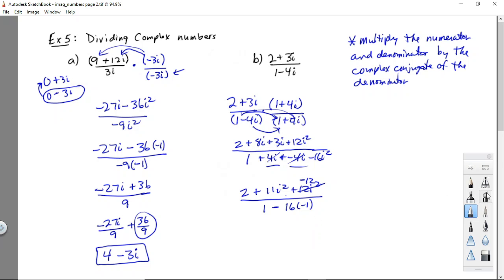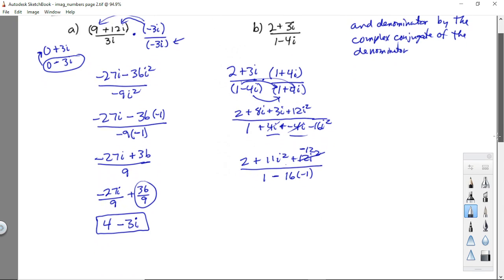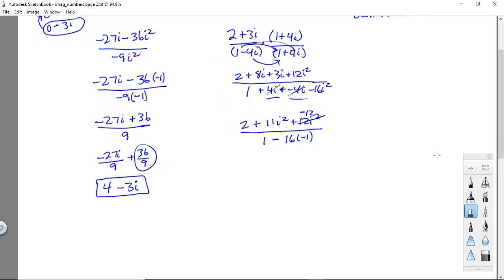Okay, and then we're getting there. This numerator, we could actually combine that 2 and the negative 12. That's negative 10. And then we have this 11i is still there. Or let's see. Oh, I made a mistake here. I wrote 11i squared. See, if I was in class, you guys would say, that's not right, and I would fix it.